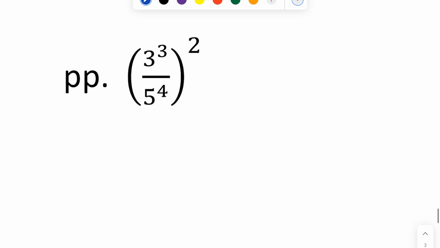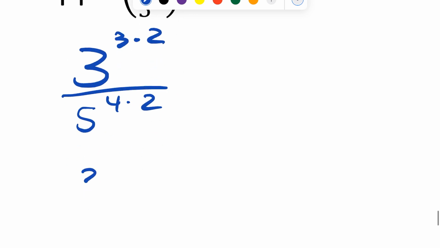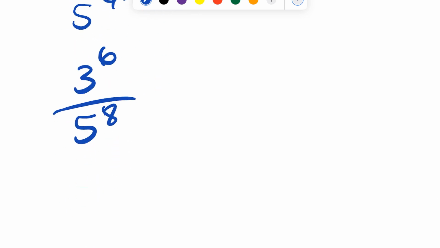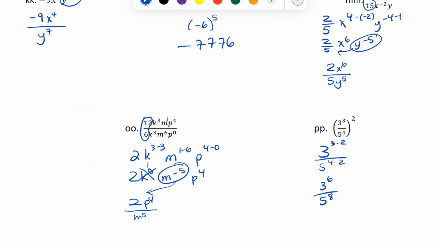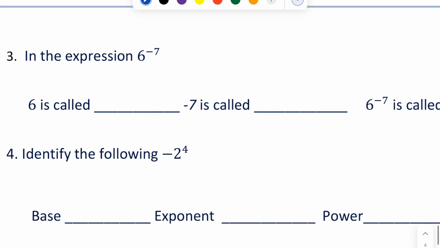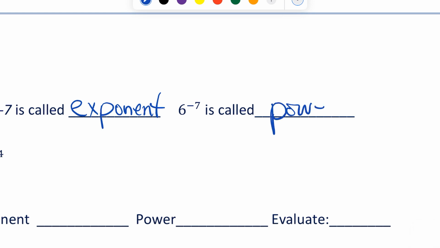And power raised to a power, so I multiply exponents. I get 3 to the sixth, 5 to the eighth, and I don't need to multiply that out because the exponent is higher than 5. Down here, when I'm looking at this, what is the 6 considered? It is considered the base. -7 is considered the exponent, and the whole thing is considered the power.